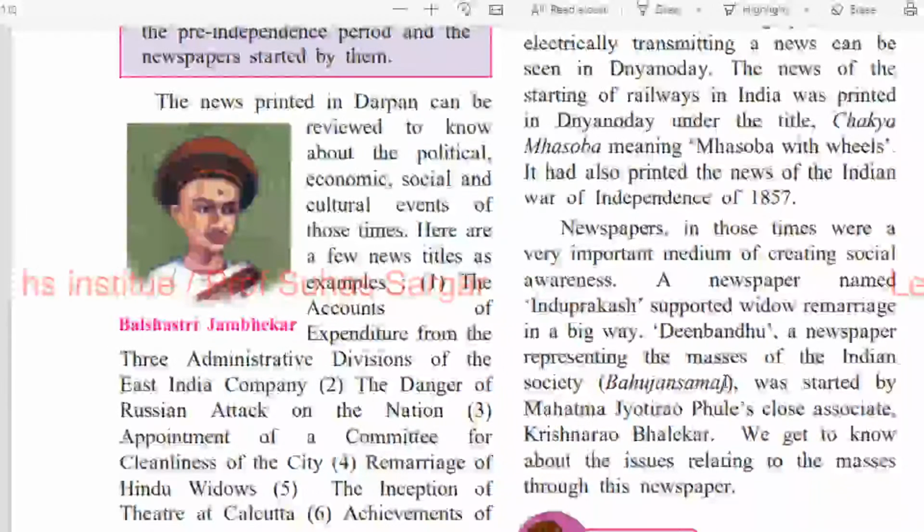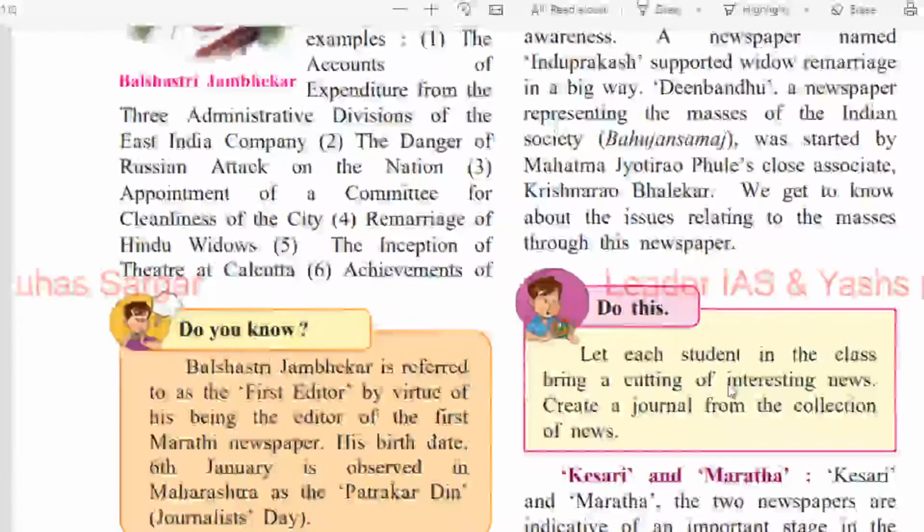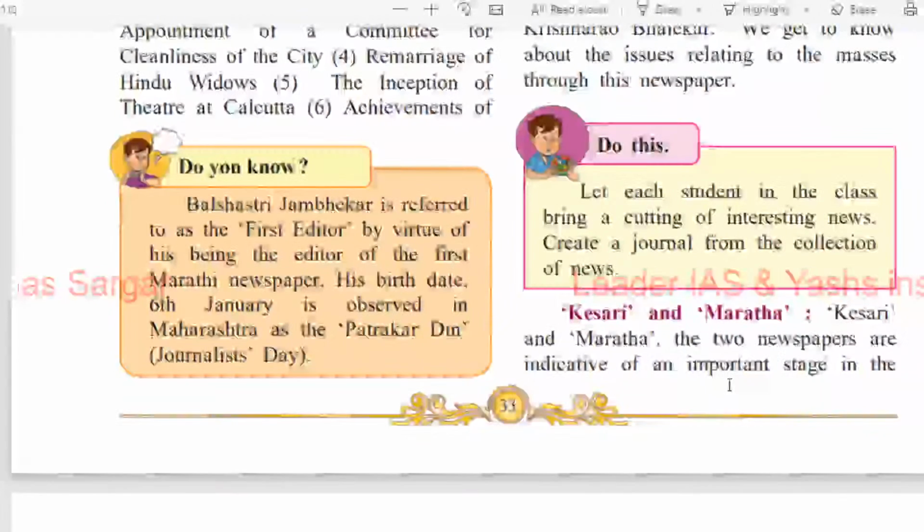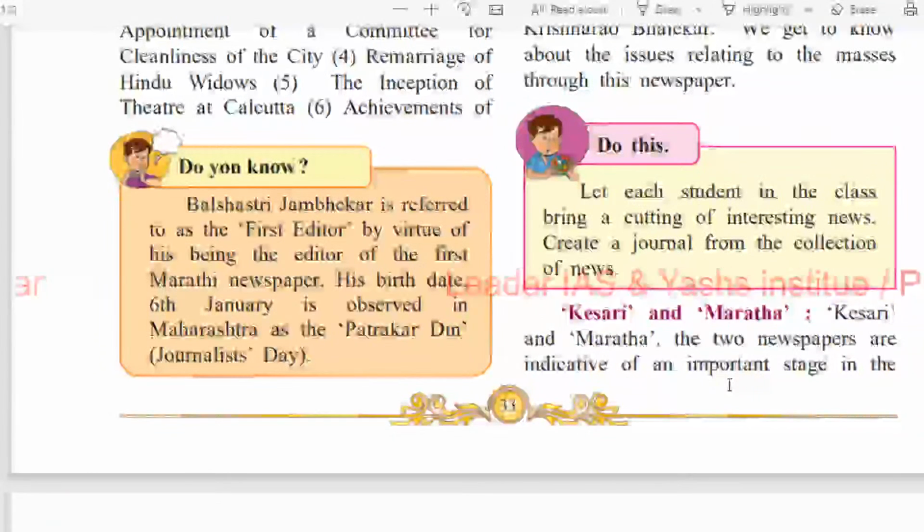Dinabandhu, a newspaper representing the masses of the Indian society, meaning Bahujan Samaj, was started by Mahatma Jyotirao Phule's close associate Krishnarao Bhalekar. We get to know about the issues relating to the masses through these newspapers. In a box, do this. Let each student in the class bring a cutting of interesting news. Create a journal from the collection of news.